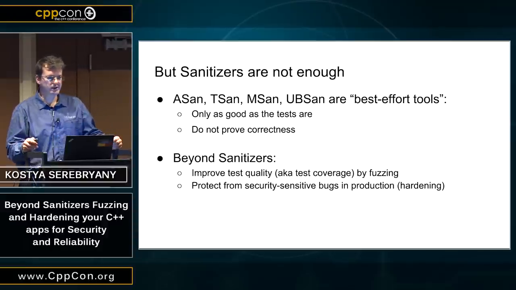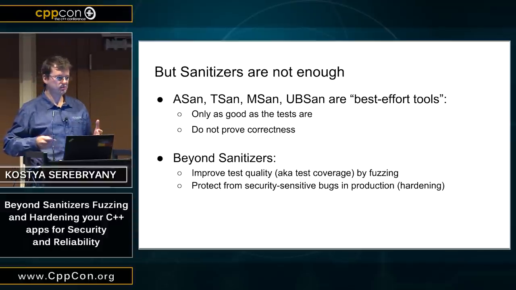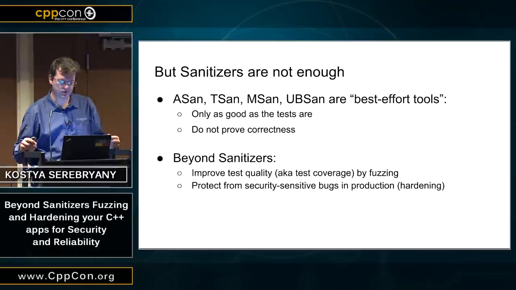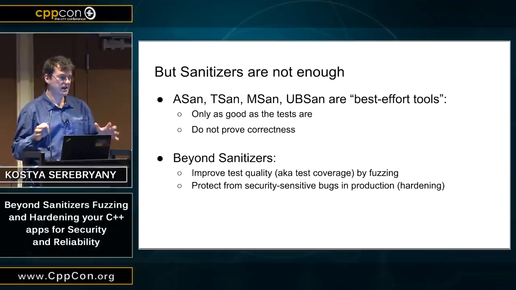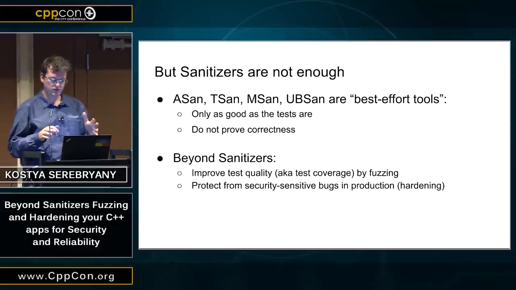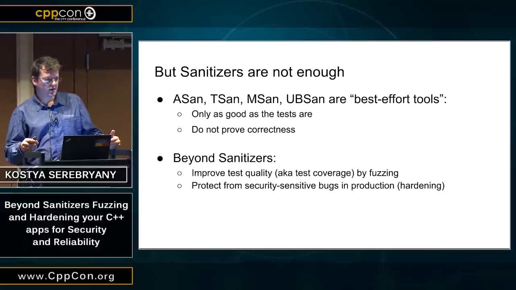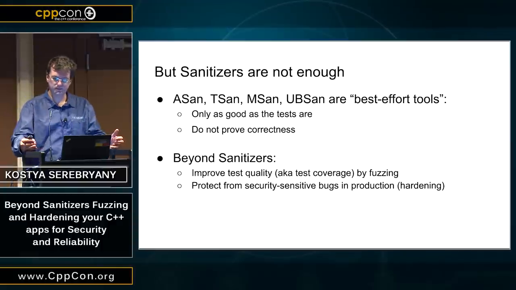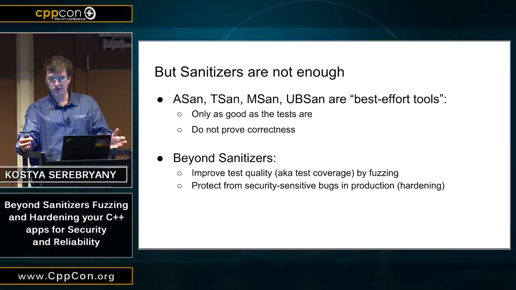So we needed to do something else, to extend the way we use the sanitizer, so maybe to implement something different to protect ourselves from the bugs. And there are many ways to do this. I will just talk about two things. First, we need to somehow improve the test quality, or in other words, test coverage. And one of the ways to do it is called fuzzing.